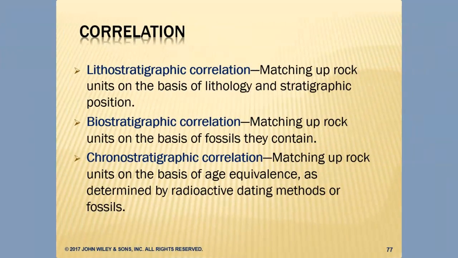In one of the labs we did, we looked at correlation. So this is just a review of the correlation we talked about when we did that lab. Now remember, there's lots of different types of correlation. One of them is matching up rock units, and that's lithostratigraphic correlation. Another one is matching up rock units based on the fossils they contained, and this is called biostratigraphic correlation. And finally, there's matching up rock units on the basis of age equivalency, as determined by radioactive dating methods or fossils, and that's called chronostratigraphic correlation.